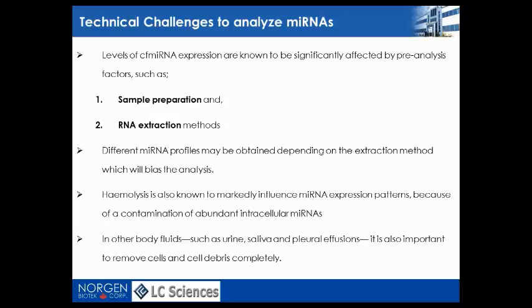In other bodily fluids such as urine and saliva, it is also important to remove cells and cell debris completely, as they contain abundant microRNA that may significantly influence the final level of your microRNA. As for the RNA extraction, different and inconsistent microRNA profiles may be obtained depending on the extraction method, which will bias your results. Now you have your sample, a bodily fluid, cell-free, and ready for RNA extraction. Which method will you choose for your RNA extraction?